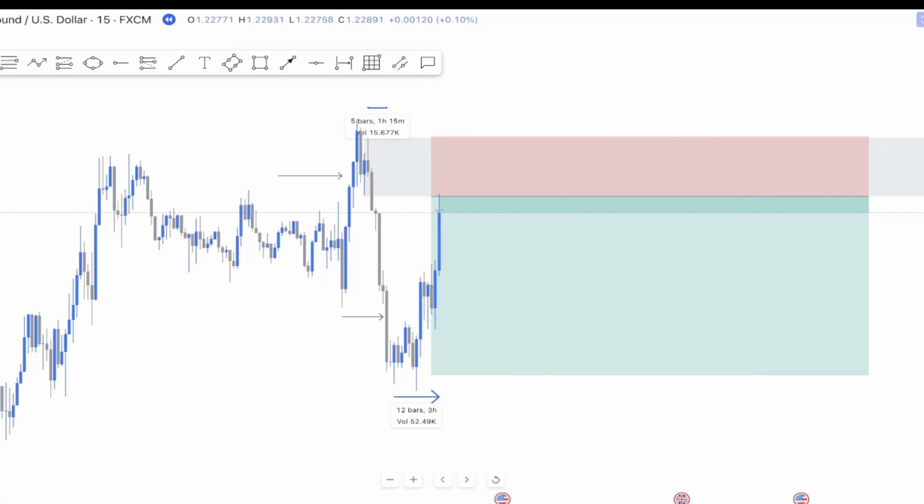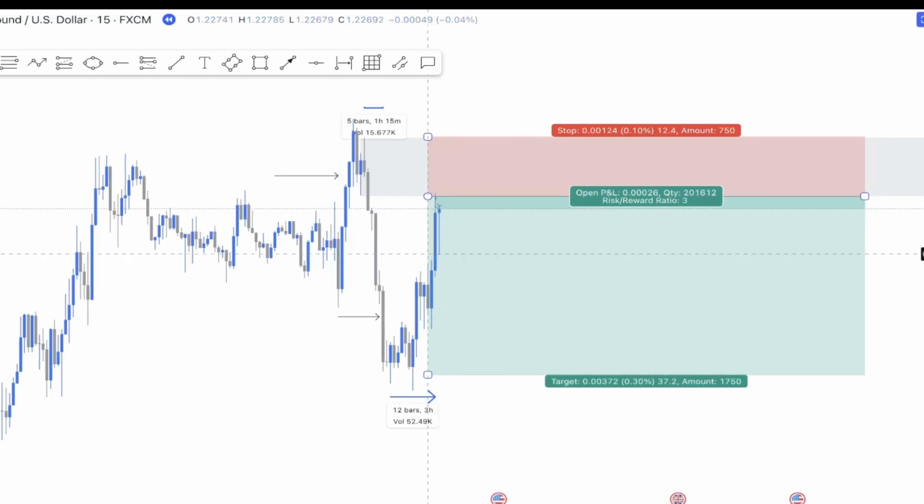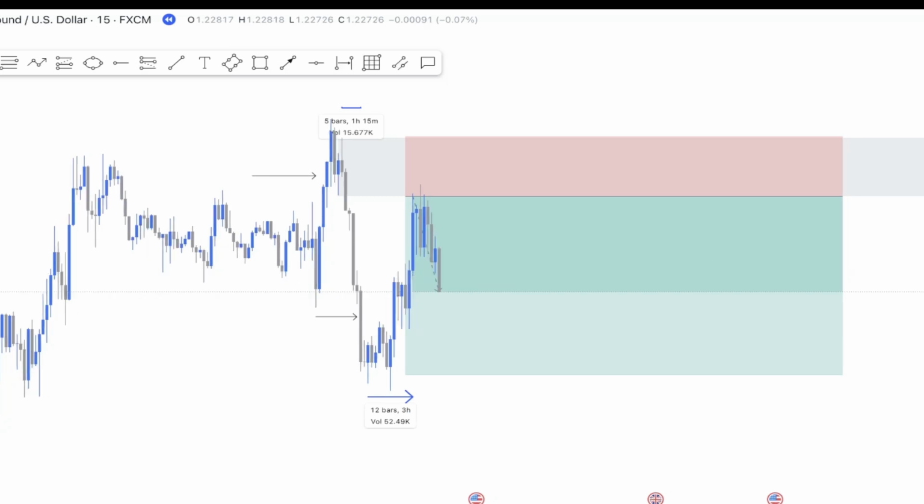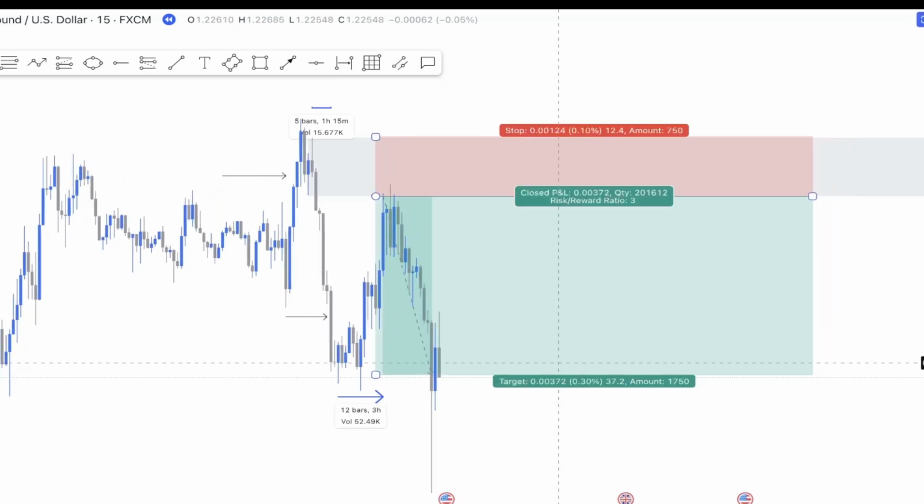We have a nice initial sniper reaction, as we can see, running in profits. Then we retested the break even. Once again, we retested it, and then eventually price just smashed all the targets.